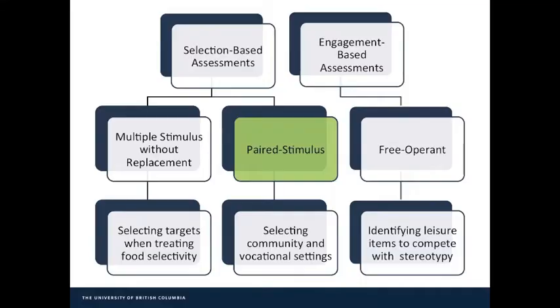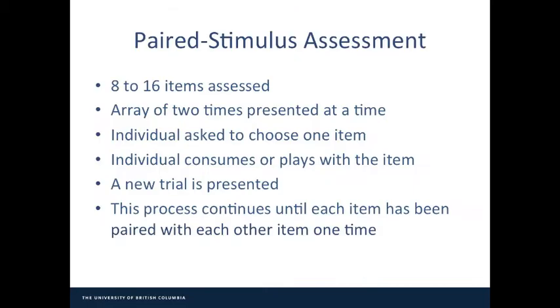So we're now going to talk about another selection-based assessment, the paired stimulus assessment. In this assessment, we can typically assess 8 to 16 different items. You could assess more items than that, but the more items you add, the lengthier the assessment gets. And 16 items is about as much as is typically done in the literature.